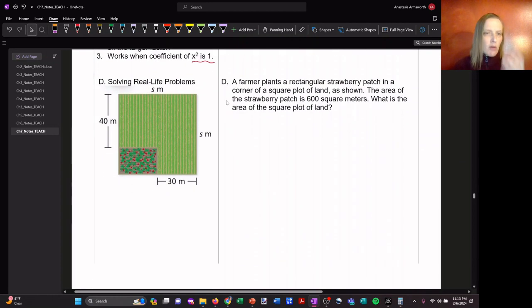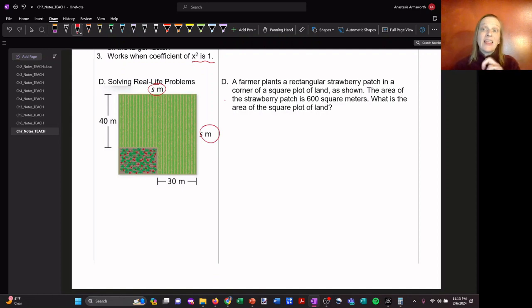Let's look at a real world problem where you might use this kind of factoring method. A farmer plants a rectangular strawberry field here in the corner of a square plot of land. I don't know how long each side of this square plot of land is, but we're calling the side length S. And this strawberry patch is 600 square meters. So this part right here is 600 square meters.